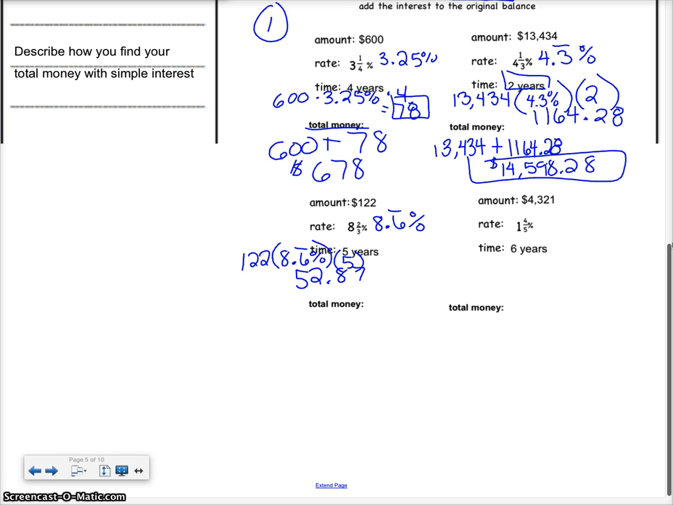So notice you didn't make that much money because you didn't have a lot to begin with. So my total money is 122 plus 52.87, and that is $174.87.